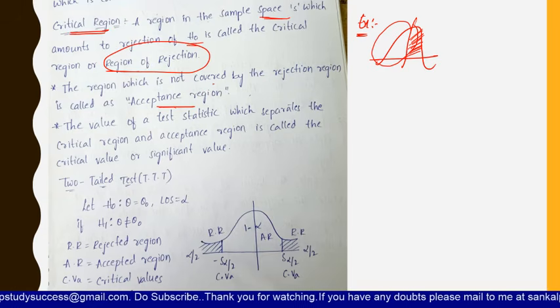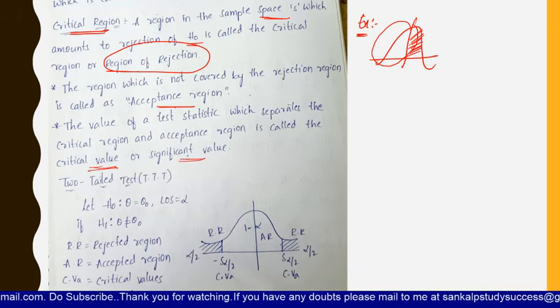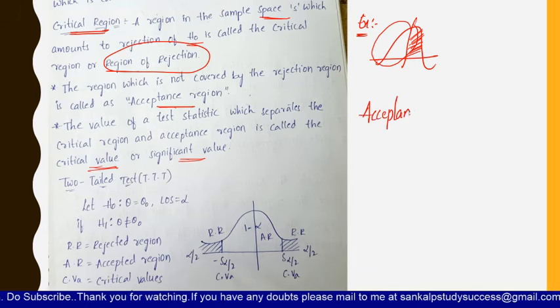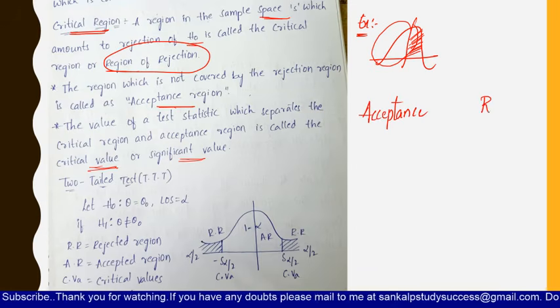Now, the value of a test statistic which separates the critical region and acceptance region is called critical value or significant value. That means there is the acceptance region and the rejection region.